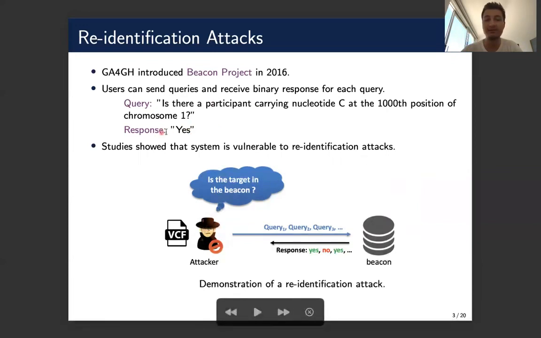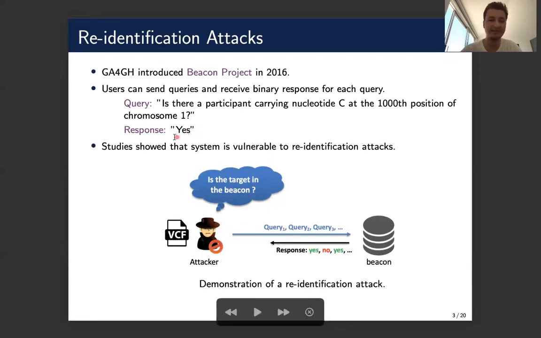Here, no means that none of the participants in that beacon has that queried allele, and yes means that at least one of the participants in that beacon has that queried allele. This system is designed especially for researchers to obtain an insight about genomic databases before receiving the genomes from these genomic databases.